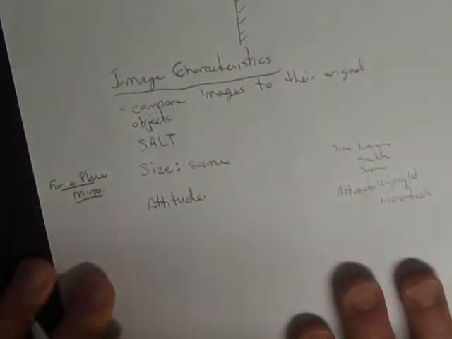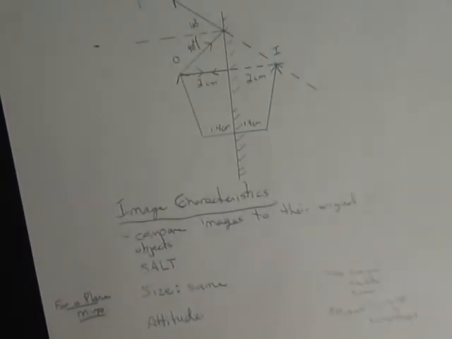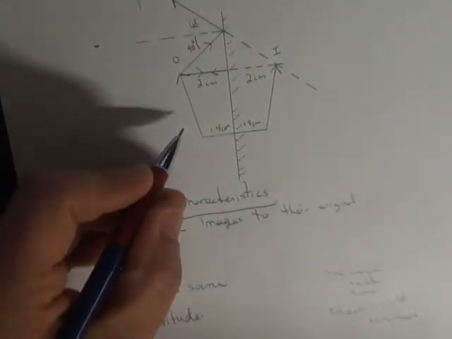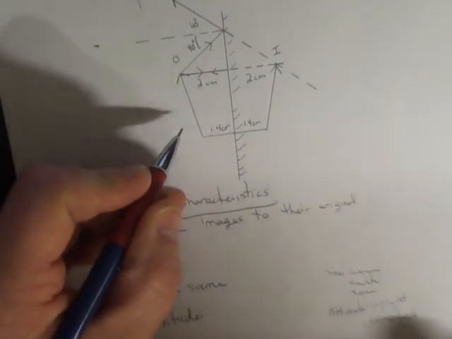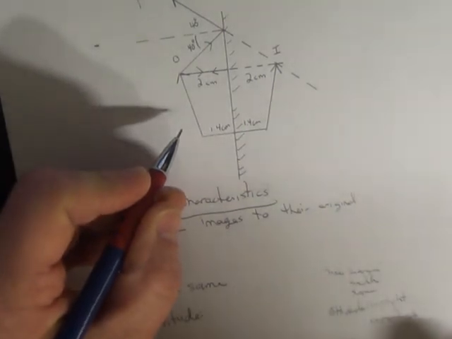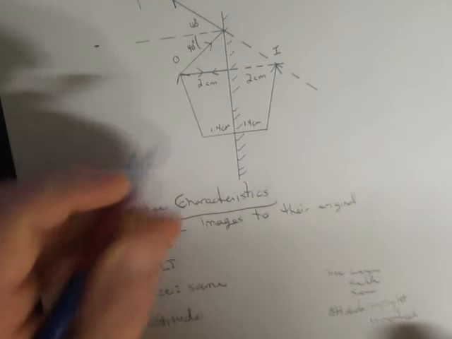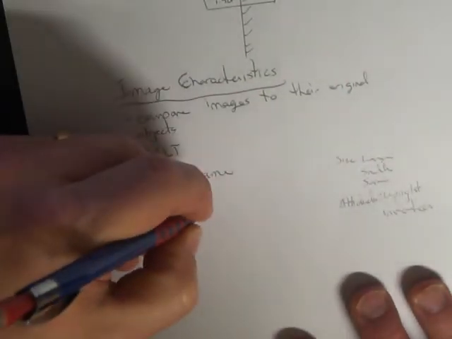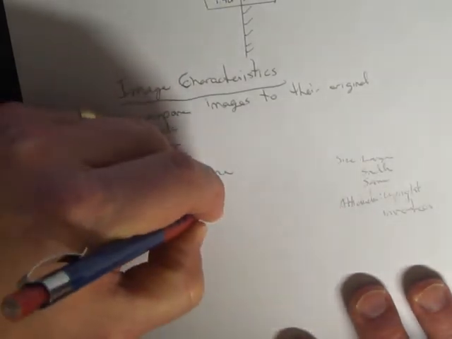All right. So what is the attitude of our image compared to the object? Is it upright or is it inverted? Upright. It's upright or erect. Sorry, I can't help it. I'm just a juvenile at heart. So it's upright.